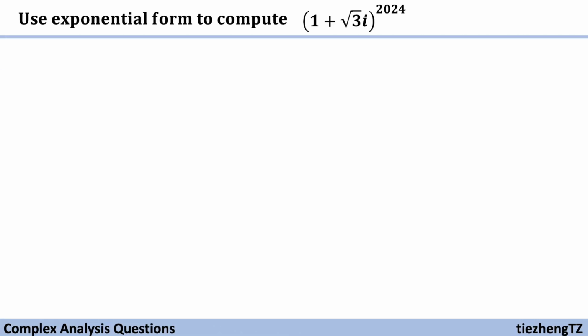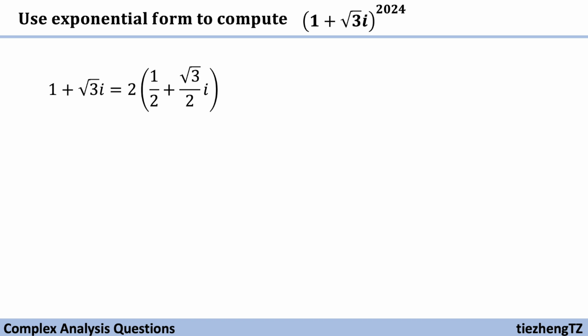This question is to use exponential form to compute this given function, 1 plus square root 3 times i, the whole part to the power of 2024. So first, the base, 1 plus square root 3 times i, we can rewrite it as 2 times (1/2 plus square root 3 over 2 times i).